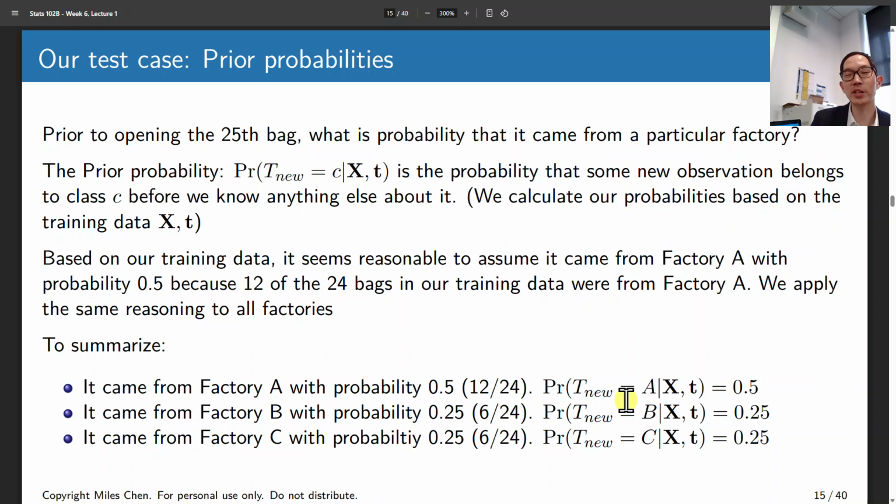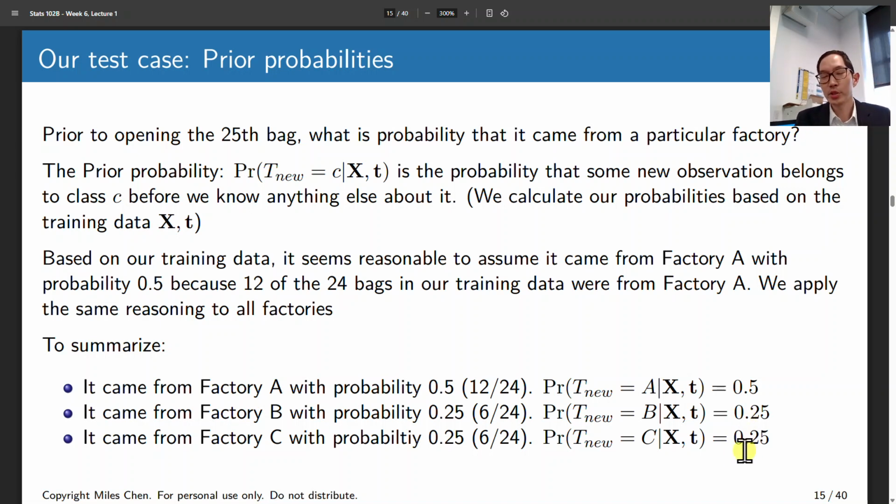And in our training data, out of the 24 bags, 12 of them came from factory A. So before I actually looked at the contents of the bag, I might have said the chance that a brand new bag that I have no idea anything about, we're going to say is 50% factory A. Okay, and then, you know, factory B and factory C, they each had 6 bags out of the 24. So we might say, you know, I'm going to guess that it's 25% factory B or 25% factory C.